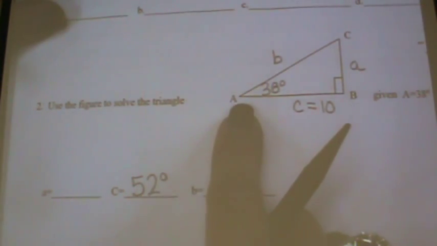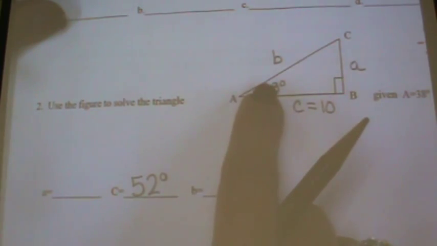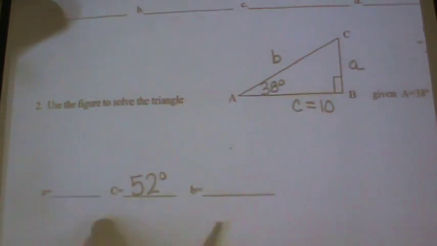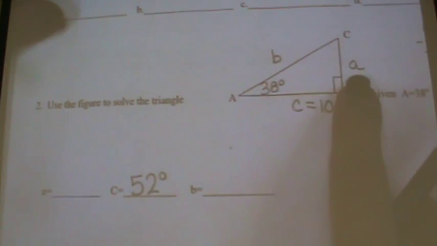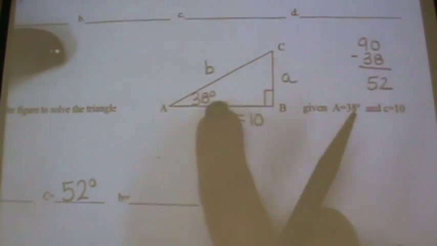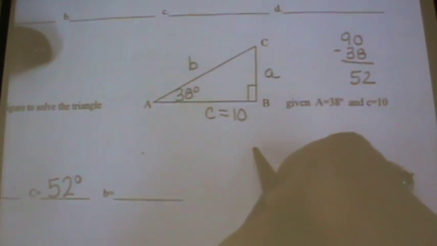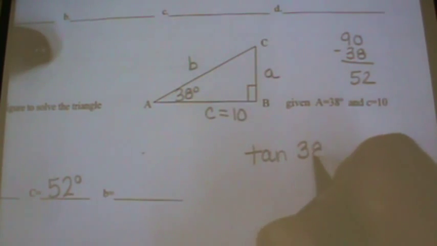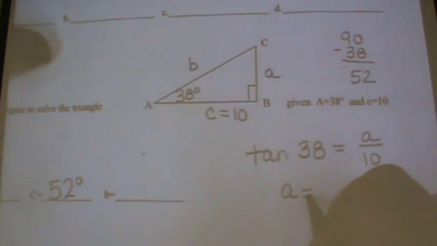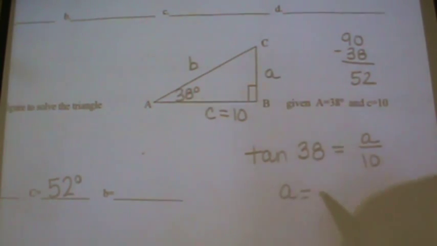How are you going to find side? What do we need? Side, that's an A right there. How do you find that side? What trig ratio? I'm going to use 38. What do you use? Tangent of 38 is equal to side opposite over 10. And you should get A is 7.81.